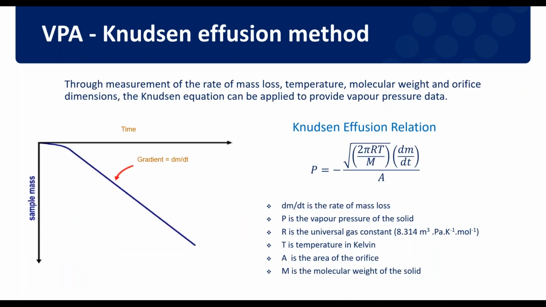Once we have this gradient as a function of time, we need a couple of variables from which we can relate the rate of change in mass to the pressure. So we need the molecular weight of the material. We need the temperature at which the measurement was made, and we need to know the area of the orifice. Once we have all of these variables, we can relate the rate of mass loss, so the gradient of this line, to vapor pressure.